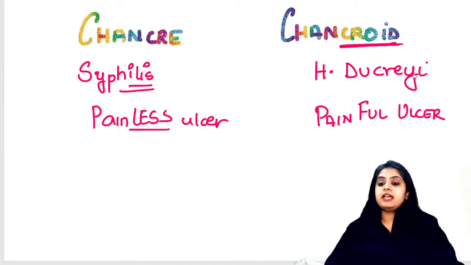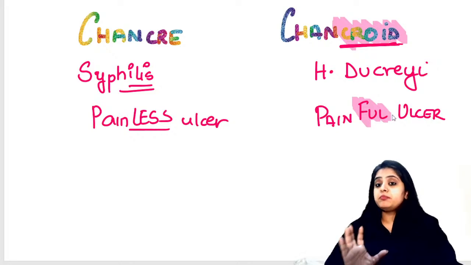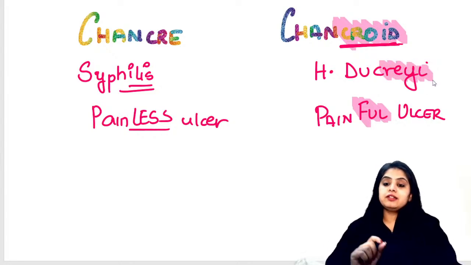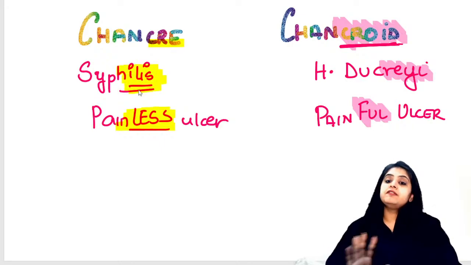So repeating once again, when I'm talking about chancroid, croid sounds like crying. So the patient is going to cry with a lot of pain. It's very, very painful. And the crying wala organism causes it. That is Haemophilus ducreyi causes it. Whereas when I say just chancre, इसमें कोई crying नहीं हो रहा, no crying. So everything is painless. Painless matlab syphilis. Is that okay? So there's no confusion now.